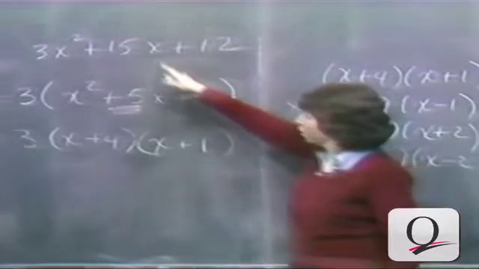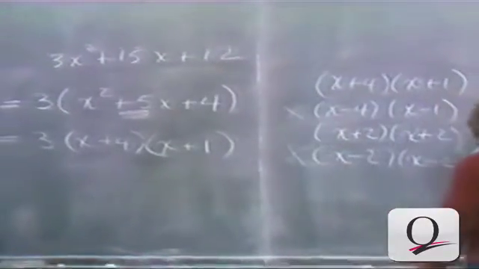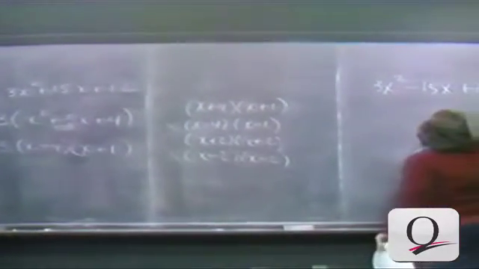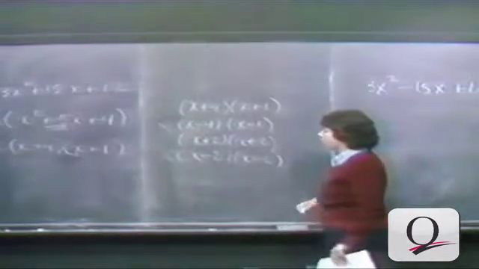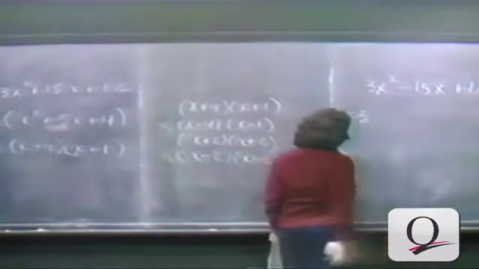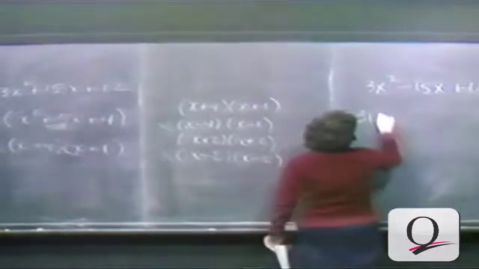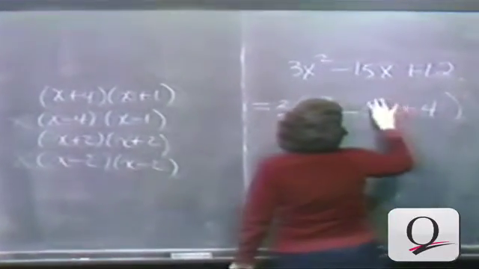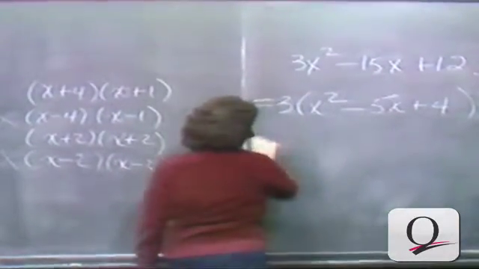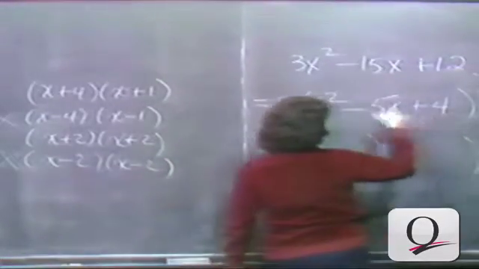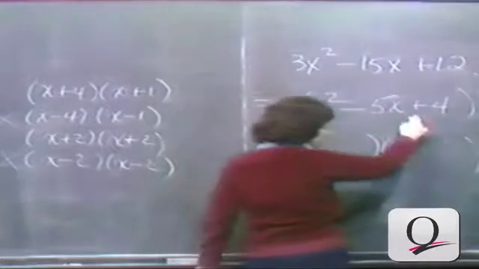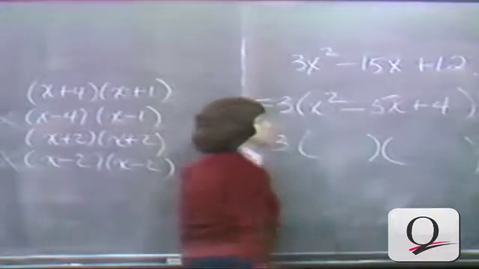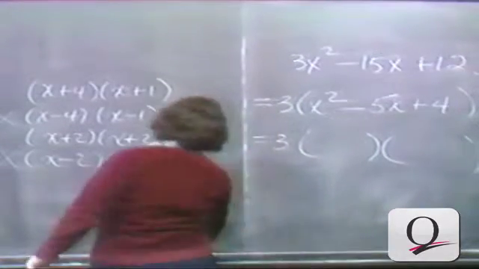Instead of 3x squared plus 15x plus 12, I want to consider 3x squared minus 15x plus 12. Once again, your first step is to pull a 3 out. There's 3 in common in these three terms, and you should pull it out in front, giving you x squared minus 5x plus 4. Now we are looking for two numbers which multiply to plus 4 but add to minus 5. Since the product is positive, the numbers have the same sign, either two positives or two negatives. But if they're going to add to a negative, they have to be negative.